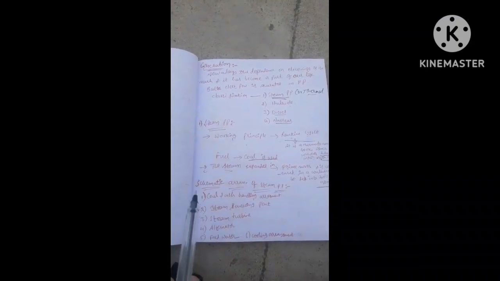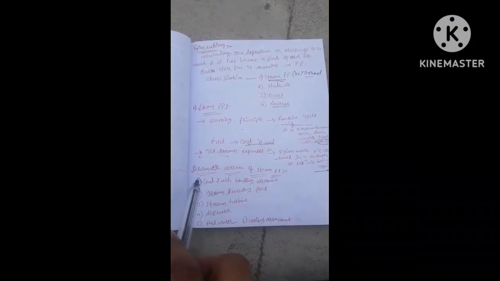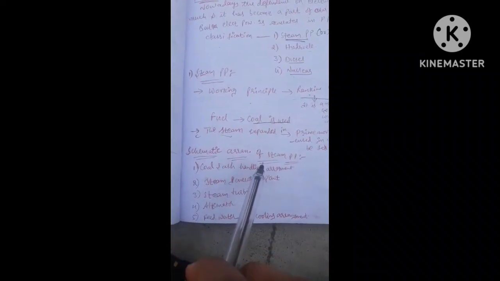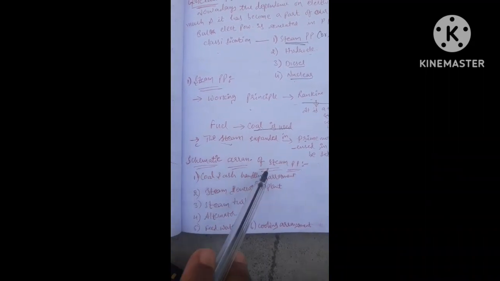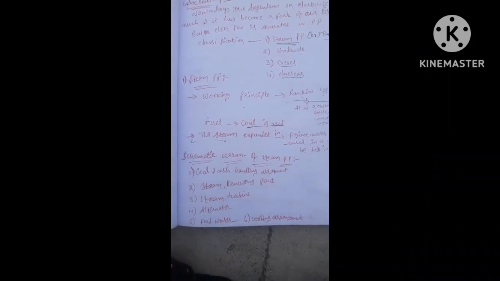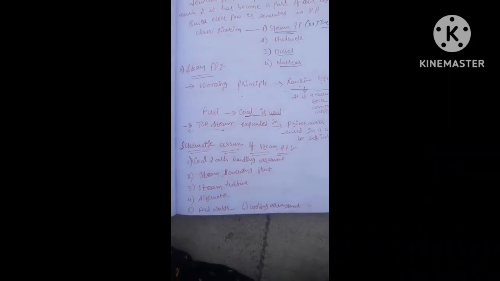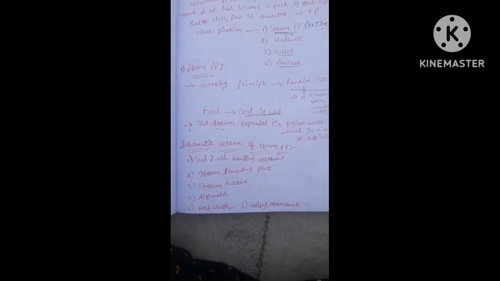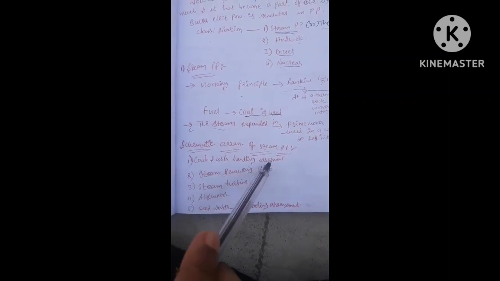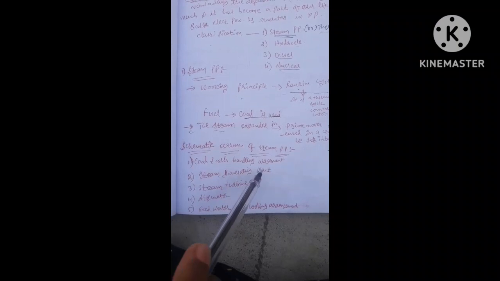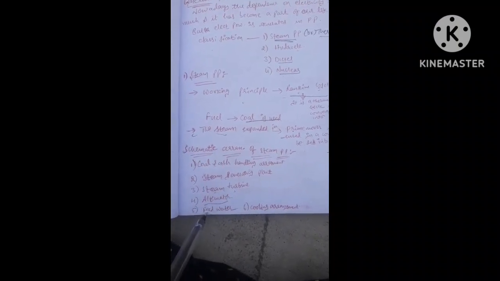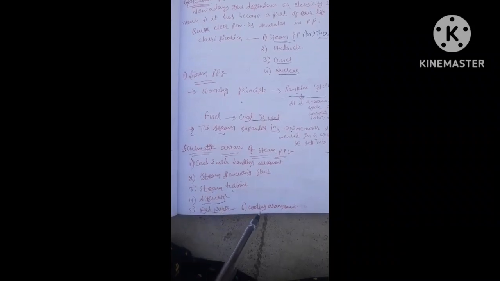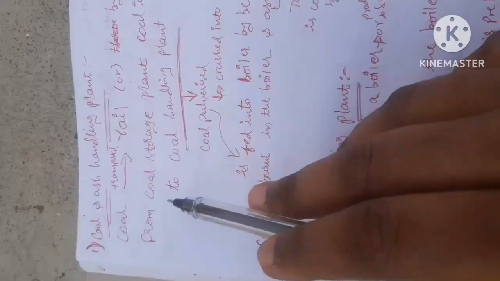This is the basic of the steam power plant. So now we see about the schematic arrangement of steam power plant. The schematic arrangement of steam power plant consists of six arrangements. They are the coal and ash handling arrangement, steam generating plant, steam turbine, alternator, feed water and cooling arrangement.